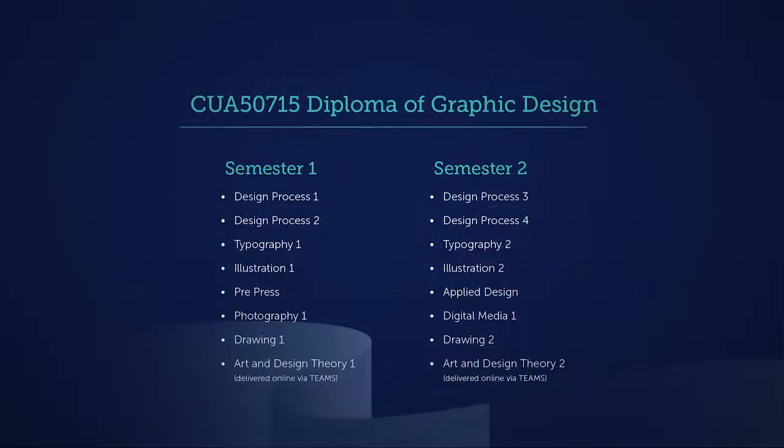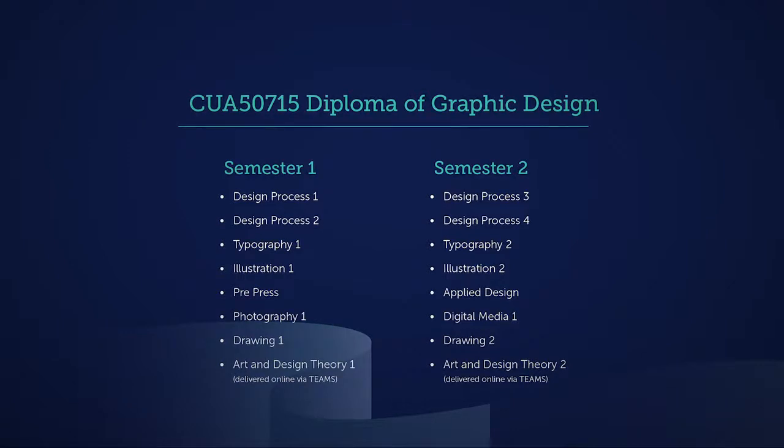Here's the class list for our Diploma of Graphic Design. So design process classes 1, 2, 3, and 4, that's our general design classes. General design projects like flyers, branding, advertising, posters, they all sort of fit nicely in the design process 1, 2, 3, and 4. Typography is learning how to use type and how to communicate well with type.